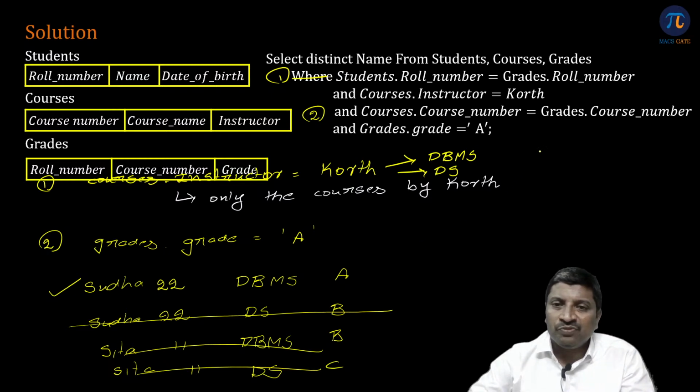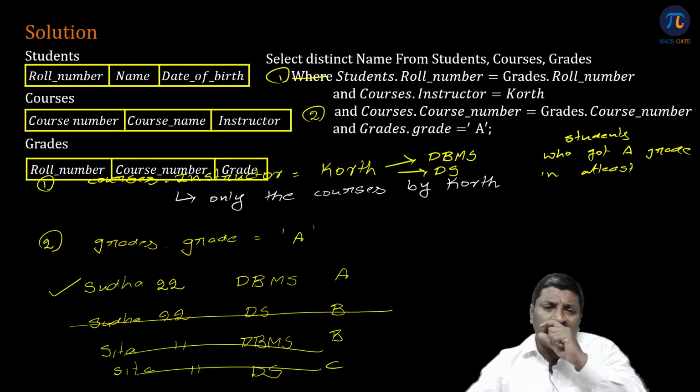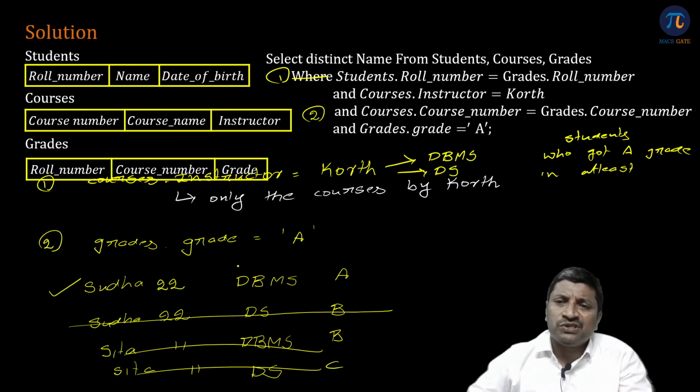So what does that mean, sir? Students who got A grade in at least, not all, sir, no need of all. Maybe one record will be eliminated like DS, but the first record will be there. At least one subject taught by the faculty.